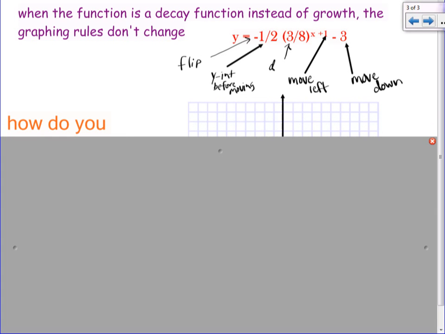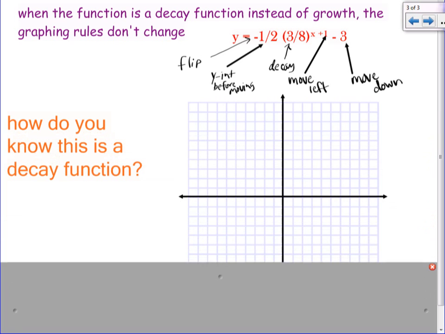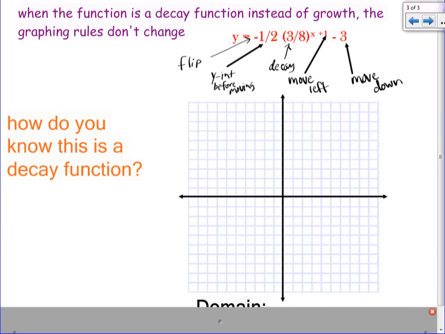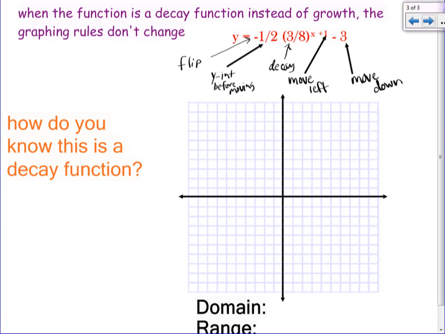Okay, now, this right here, we're going to talk about this in a second, but I want you to write decay right there for the 3/8. Let's answer this question first. How do we know that that's decay? What's telling us that it's a decay function versus a growth function like the last two were? Fractions. Yes, it has something to do with fractions, but more specific than that. It's less than 1. Okay, you could have a fraction in there like 3/2, but that would be a growth function because it's bigger than 1. So if you have a fraction that's less than 1, then you know it's going to be decay.